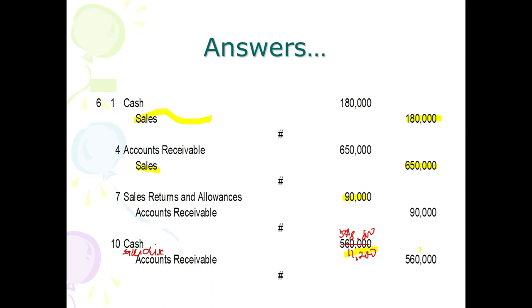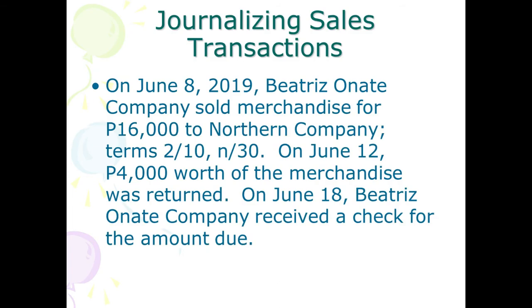So I repeat, net sales is simply the total amount of sales less sales returns, sales discounts, and sales allowances. I hope you already have the amount of net sales ready. Okay, so let's have another example.